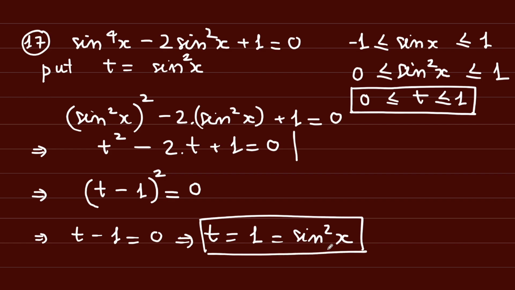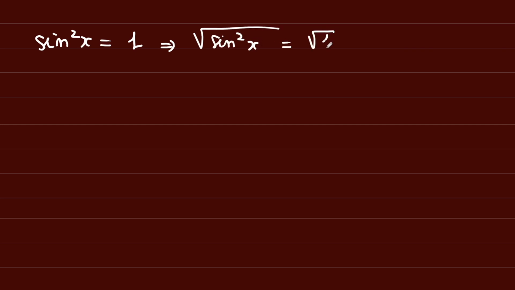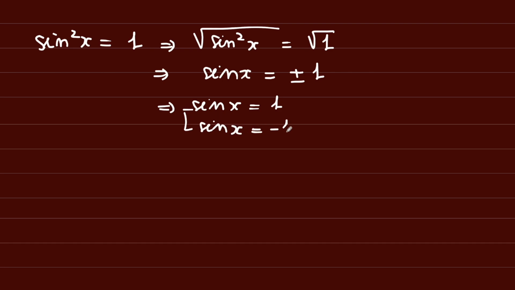Now I will use the general solution for solving this equation: sine square h equal to 1. Taking the square root of both sides, you have the square root of the left hand side, sine square h, and the square root of the right hand side, 1. After that, you get sine h equal to plus or minus 1. I mean, you get two options for sine h: the first option is equal to 1 and the second one is equal to -1.